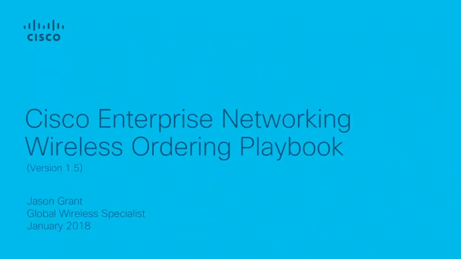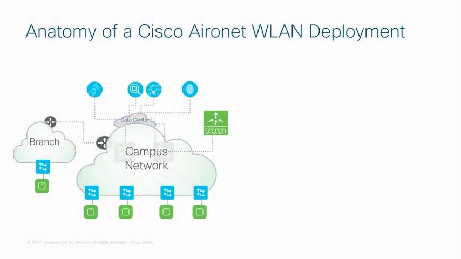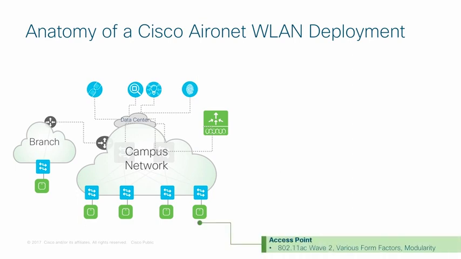Thank you for joining this special edition Wireless Tuesday podcast. My name is Jason Grant, and I'm a global wireless specialist here at Cisco, and I'm going to be presenting my enterprise networking wireless ordering playbook. Before I get too far, I want to talk about the components that make up an AeroNet wireless LAN. Now, it may seem obvious where I start here, but I'm going to start at the access point. These are Wave 2 802.11ac access points. They come in various form factors, including a modular form factor, which opens up some pretty exciting capabilities.